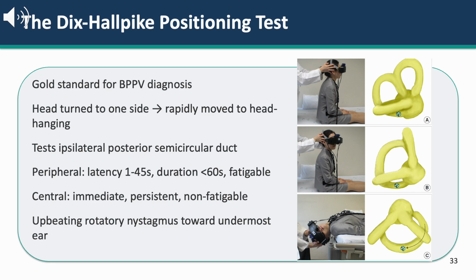Peripheral positioning nystagmus is a mixed linear rotatory jerk nystagmus that generally beats upward and toward the undermost ear, has a latency of 1 to 45 seconds, a duration of less than 60 seconds, and lessens with repetition. Central positional nystagmus begins immediately, may be purely rotatory or linear, continues indefinitely, and persists with repetition. Calm but firm reassurance from the examiner is often necessary to complete the maneuver.